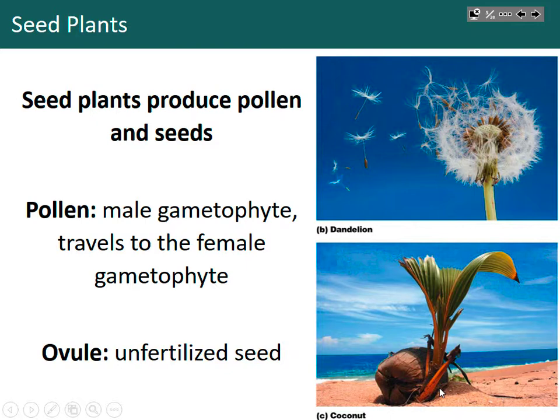Here on this dandelion, what you're seeing blowing away is not pollen, that is the seed. Okay, this coconut is a seed, right? The ovule is just the unfertilized seed. So the seed occurs when the pollen and the ovule come together to make a zygote. That zygote will develop within the original structure of the gametophyte and become the seed.